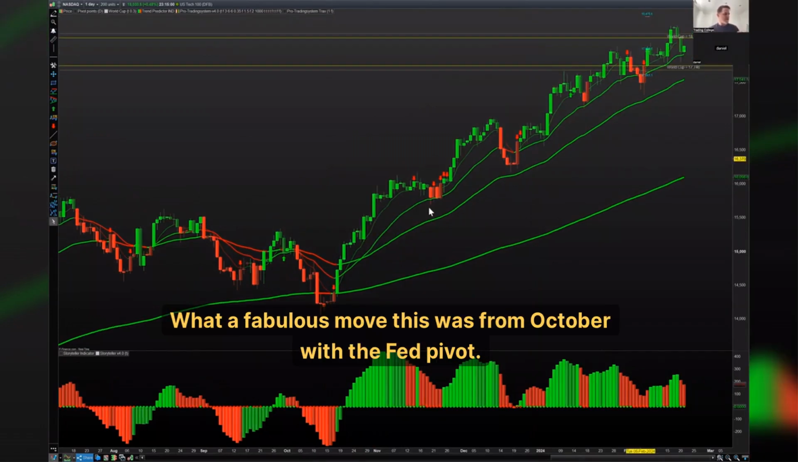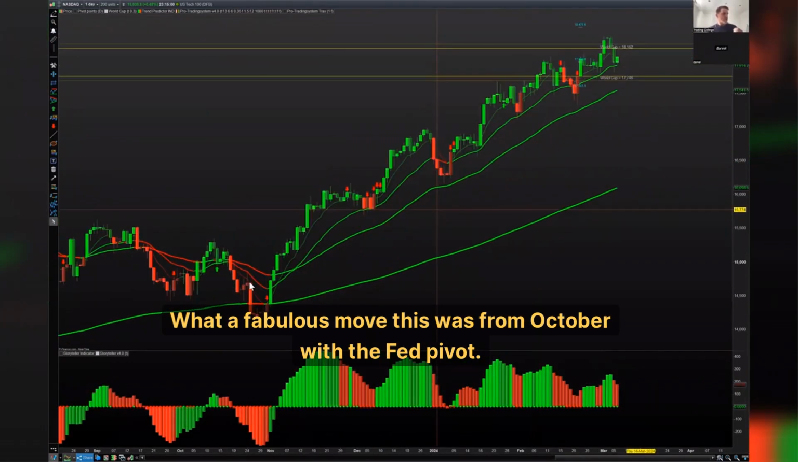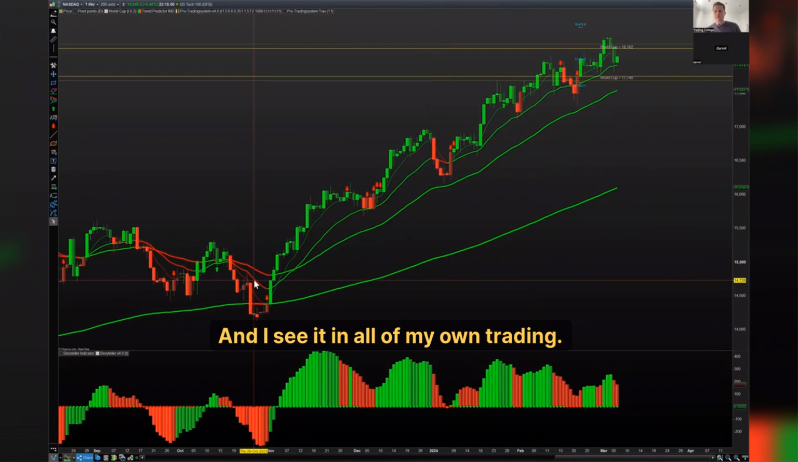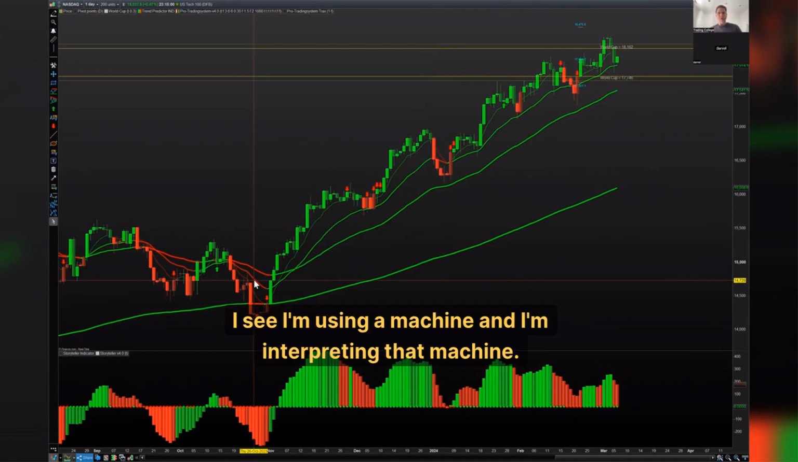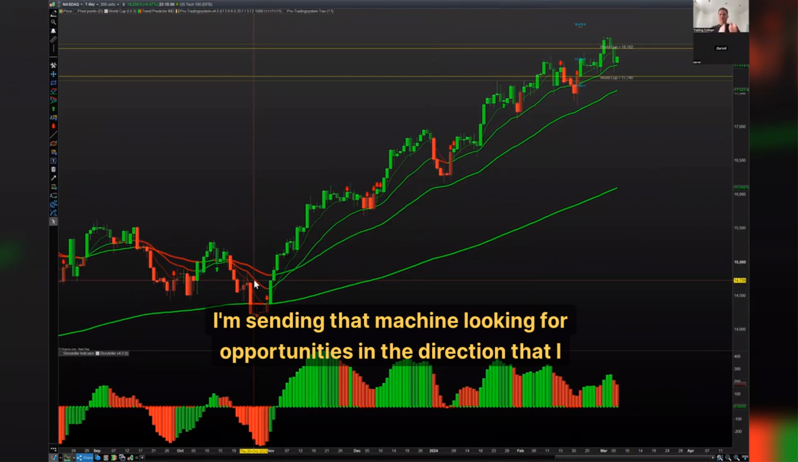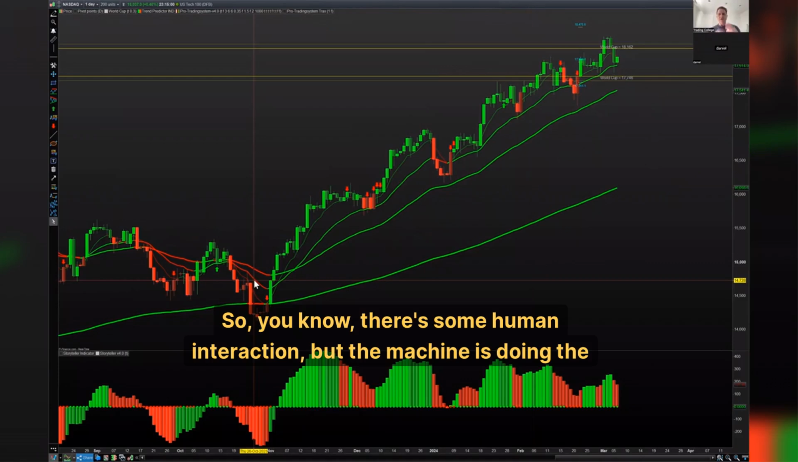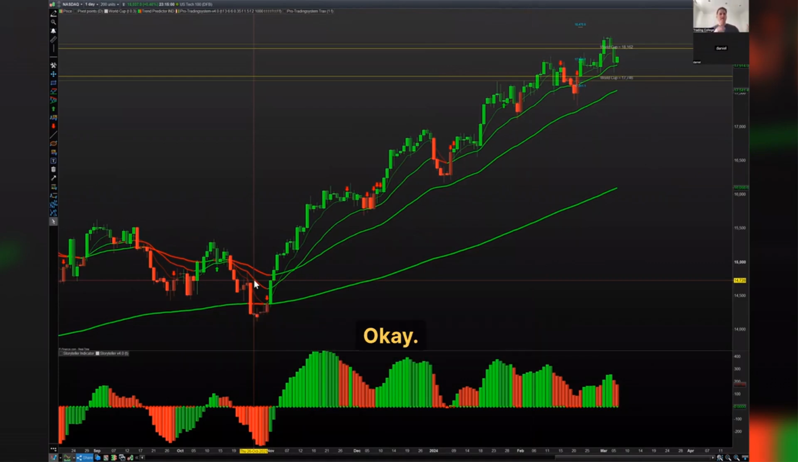What a fabulous move this was from October, with the Fed pivot. AI is where we're going to get the growth from, and I see it in all of my own trading. I'm using a machine, and I'm interpreting that machine. I'm sending that machine looking for opportunities in the direction that I want. So there's some human interaction, but the machine is doing the work.